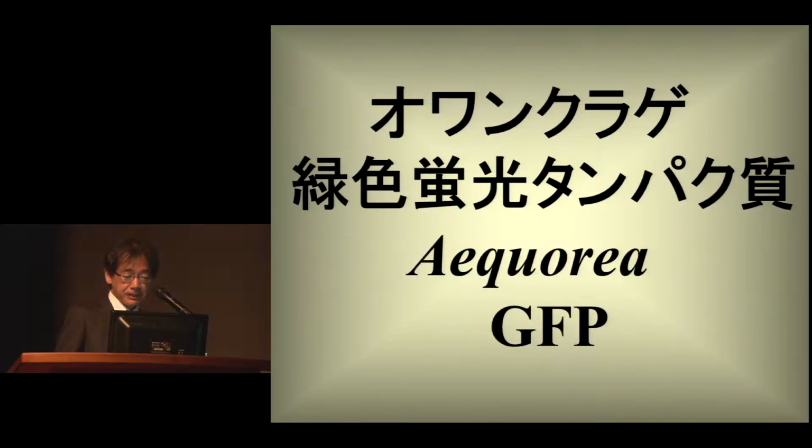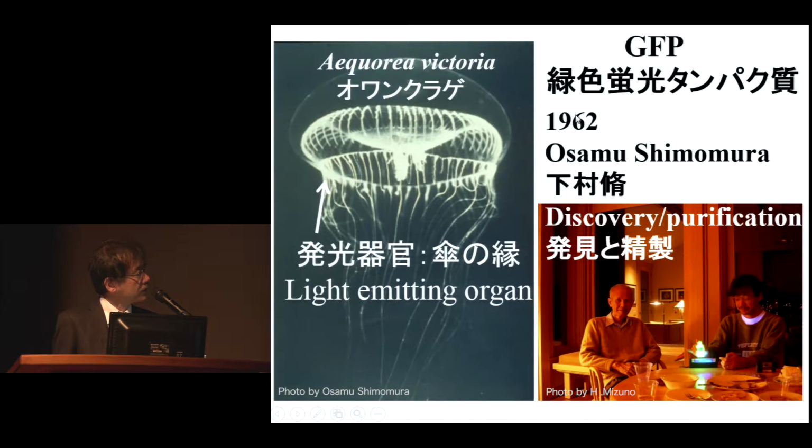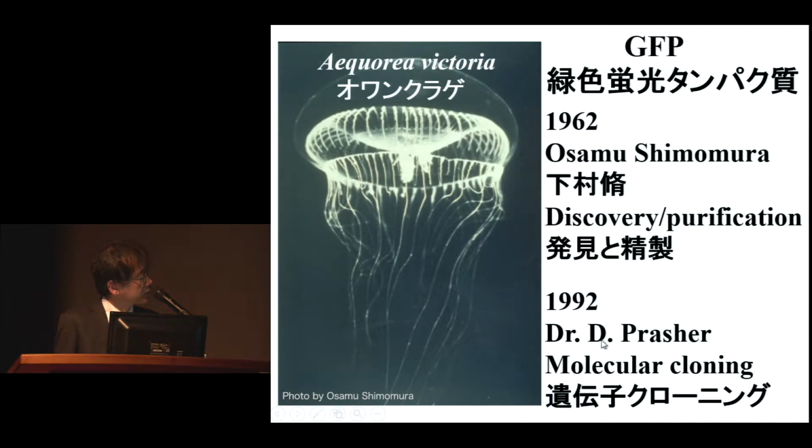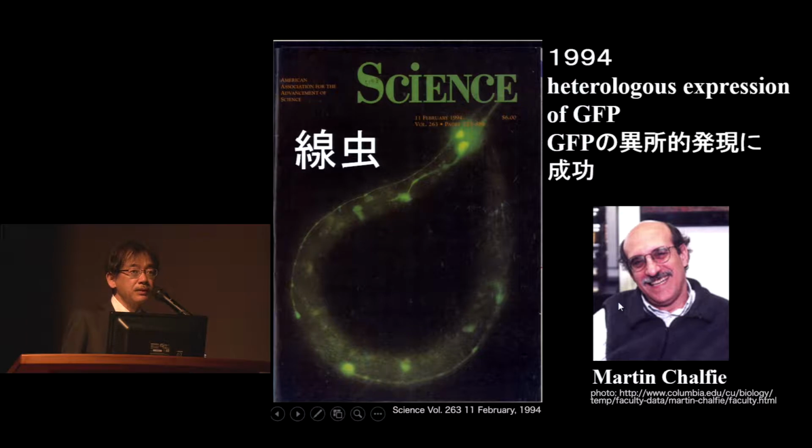Now, let me introduce to you E. coli GFP, the most famous fluorescent protein. As you may know, a long time ago, in 1962, Dr. Osamu Shimomura discovered and purified the protein from the light-emitting organ of the jellyfish, and 30 years later, in 1992, its cDNA was cloned. Amazingly, the protein can be spontaneously fluorescent, and it doesn't require any cofactors or small chemical compounds to be fluorescent or to make a chromophore.